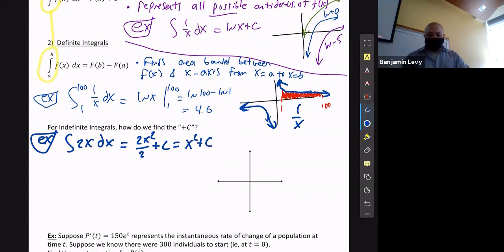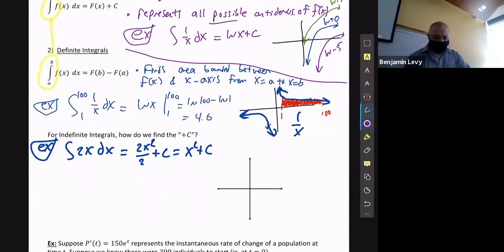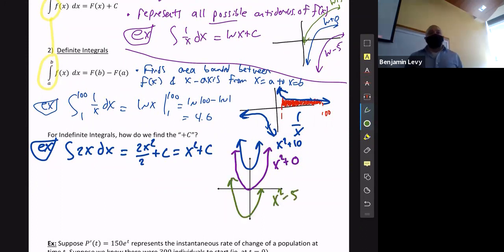All right, and so to the point we're trying to make here, how do we know which one of these graphs it is? Is it this one? If c is 0, it would be this one. If c were 10, it might be this one right here. If c were negative, it would be down here, maybe this is like x squared minus 5. Do people see what I'm saying there when I try to draw these different graphs?